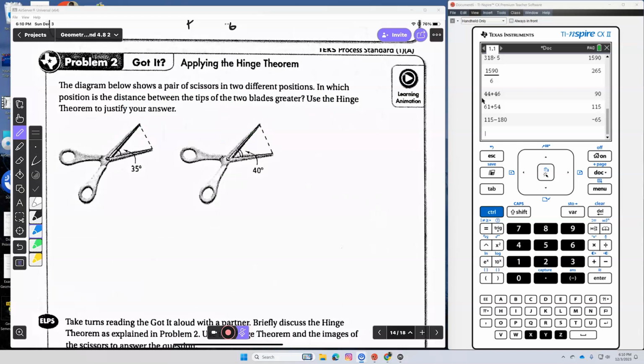The diagram below shows a pair of scissors in different positions. In which position is the distance between the tips of the two blades greater? Use the hinge theorem to justify.